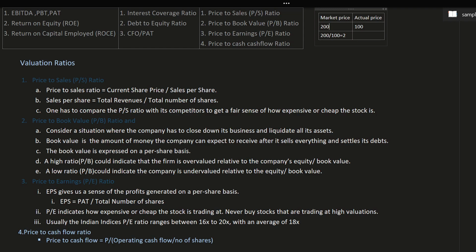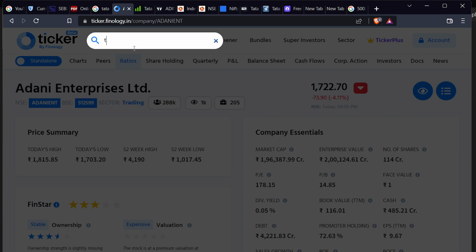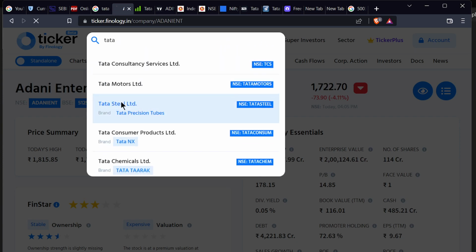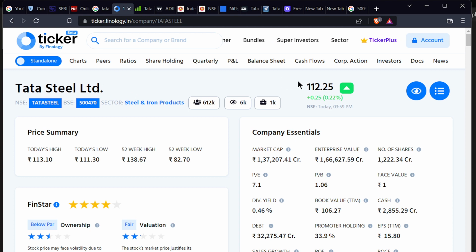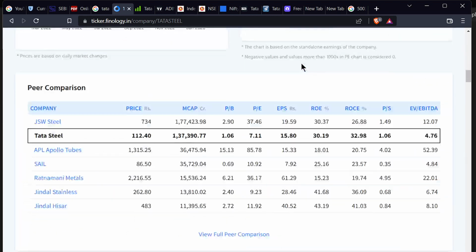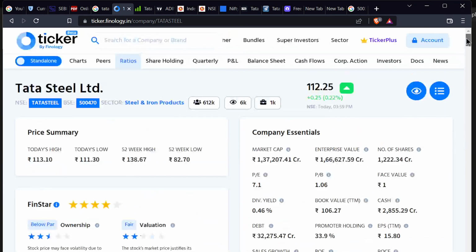Okay. So we'll go for another example. We'll go for Tata Steel. Here you can see the current market price is 112. Whatever profit we are getting, the net sale is 1,29,000 crores. So when you divide this 1,29,000 by the number of shares, 1022 crores, then we'll get the PS value.